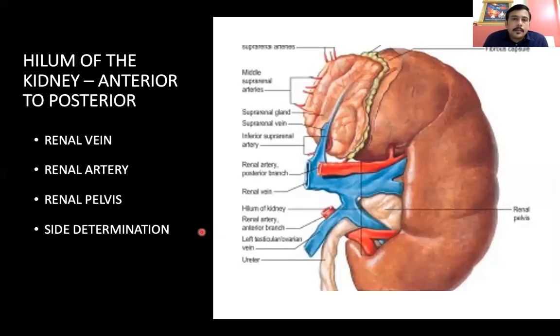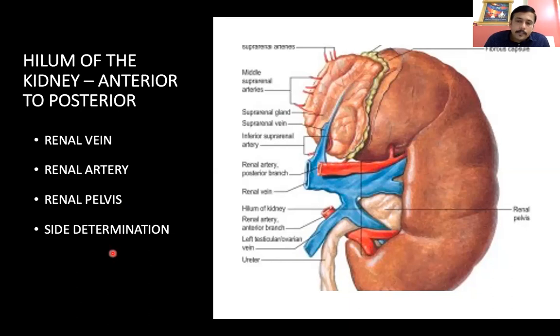So coming to the hilum of the kidney, the hilum has three important structures seen in an order. Okay, from anterior to posterior we can see the structures through the hilum. Anteriorly, the first one is the renal vein, the second one is the renal artery, and the third one is the renal pelvis. So this is the ultimate factor which determines the side of the kidney.